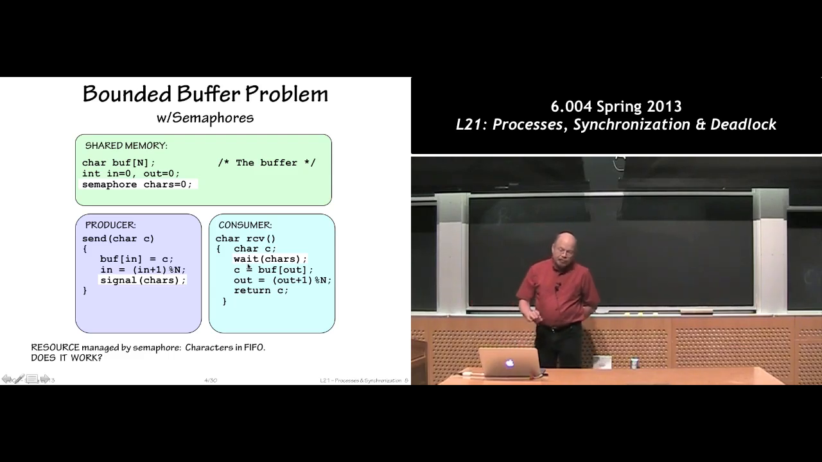But then couldn't the producer stick a new character in between the wait and the C equals buff out? Well, one of the problems we might have here is that there are actually two precedence constraints we were interested in. One is that the consumer not consume a character that hadn't been produced, but you just mentioned the other constraint, which is what? What's the other thing we need to guarantee?